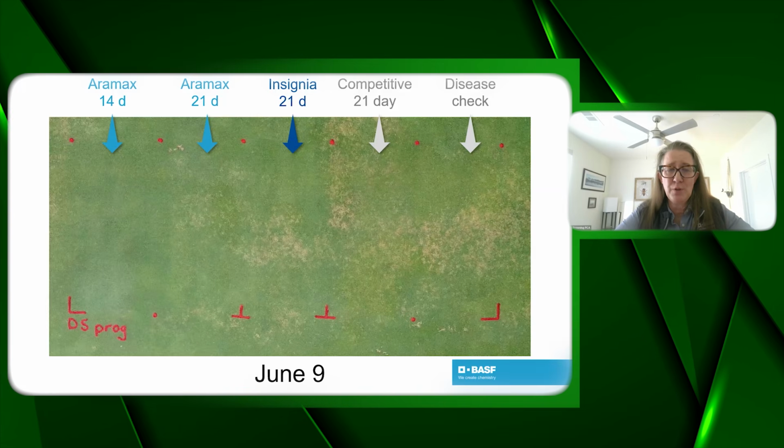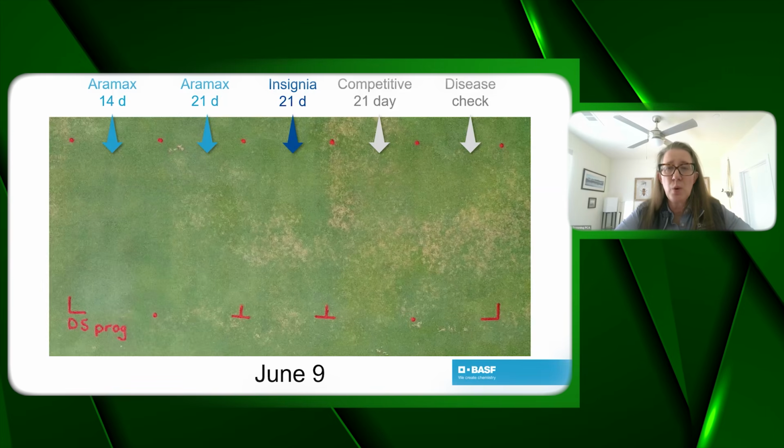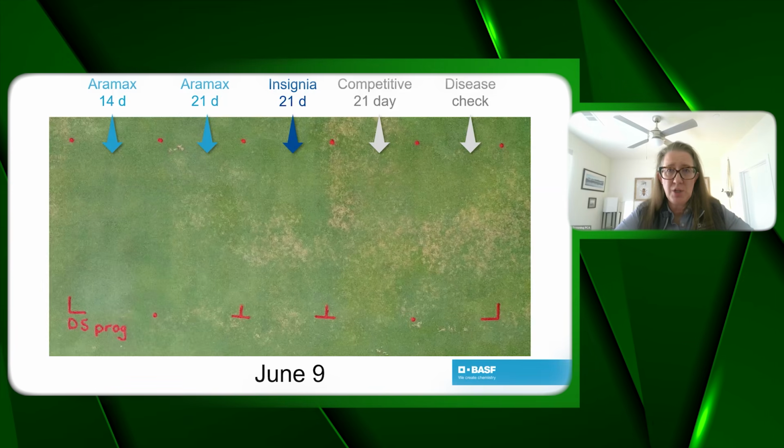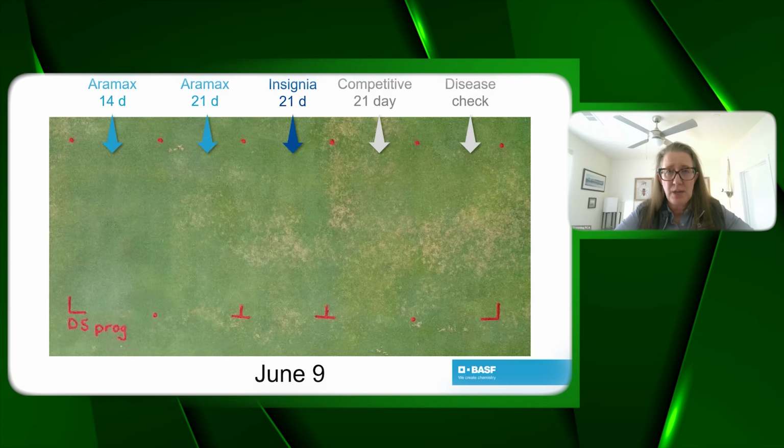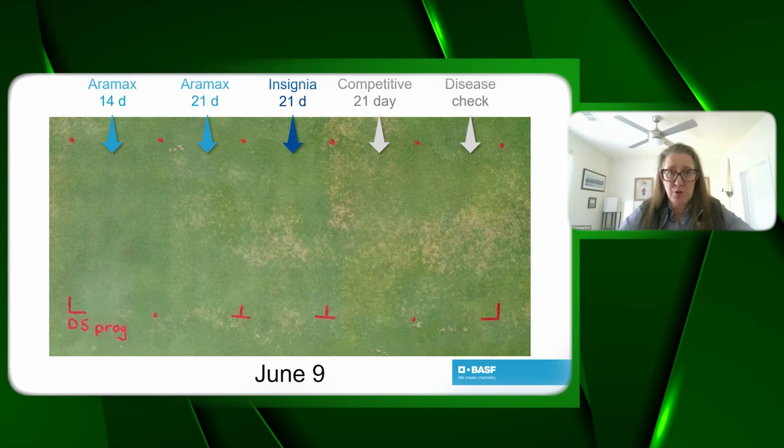That shorter interval compared to 21 days, even with the triaconazole, in addition to the Insignia, compared to the competitive and the disease check, that shorter interval is making a difference in high pressure scenarios.